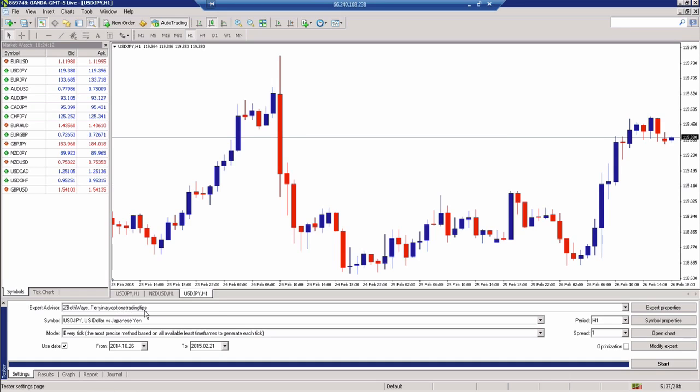Now, what I've done is I've got that's the name of the strategy. It trades just the one asset, the dollar yen. We're using the most powerful and most accurate trading model, which is the every tick. I'm using the time from the moment I actually opened the account till last weekend.